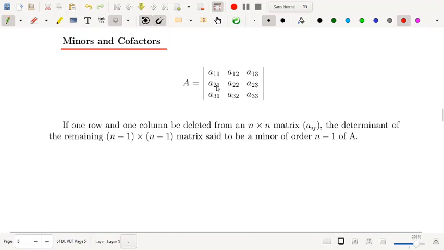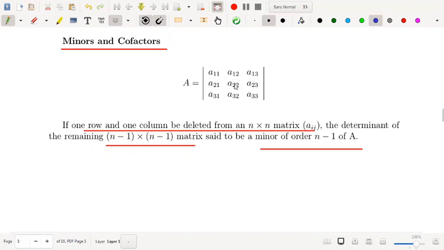This is a third order determinant. If one row and one column are deleted from an n cross n matrix Aij, then you are left with an (n minus 1) cross (n minus 1) matrix, which is said to be a minor of order n minus 1 of A. I am explaining that now.